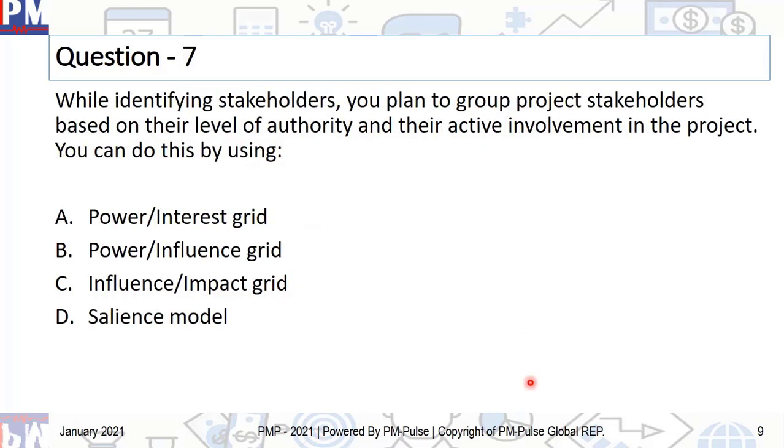All right, let's move on to question number 7. While identifying stakeholders, you plan to group project stakeholders based on their level of authority and their active involvement in the project. You can do this by using A, power interest grid, B, power influence grid, C, influence impact grid, and D, salience model.